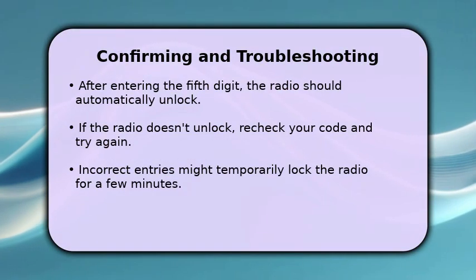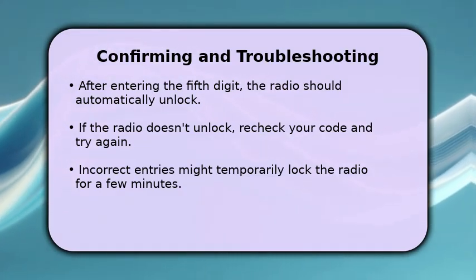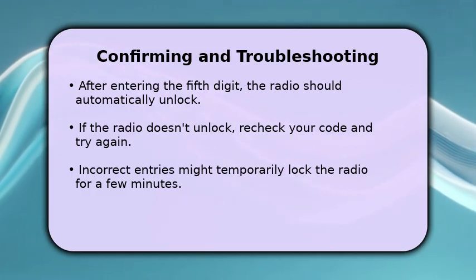After you've entered the 5th digit of your code, the radio should automatically unlock and resume normal operation. You'll hear your music playing again, and the error E message will be gone.